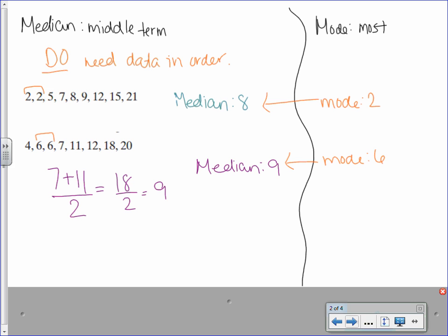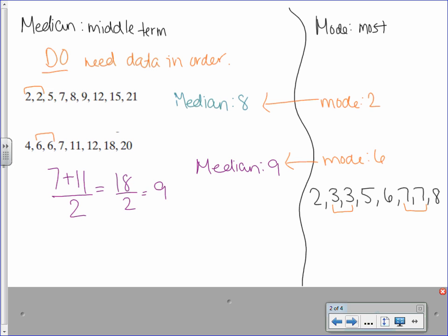Okay, now hopefully somebody is thinking, well, what if a bunch of stuff repeats? Okay, what if I have a 2, a 3, a 3, a 5, a 6, a 7, a 7, and an 8? Okay, here 3 is happening twice and 7 is happening twice. The other stuff is just happening once.